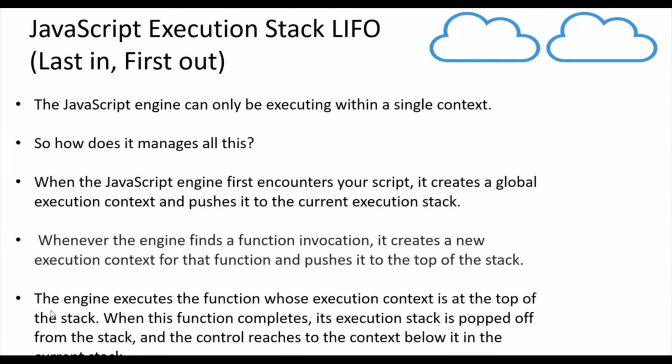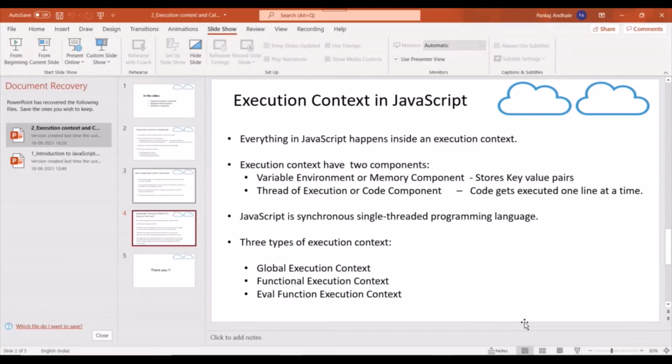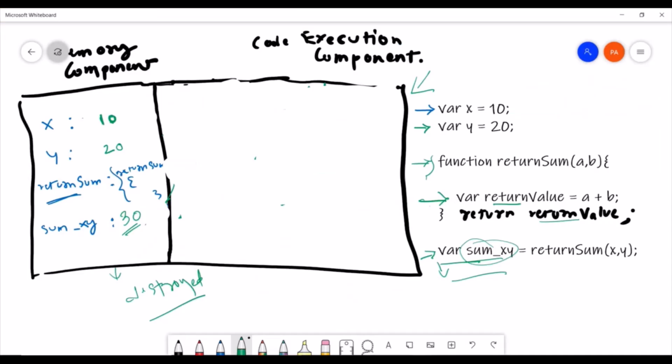Okay. Now the engine executes the function whose execution context is at the top of the stack, and when this function completes, its execution context is popped off the stack and the control reaches the context below it in the current stack. So in our example, it was the global execution context, correct? So I'll just explain with the help of a diagram also. So let's go there in our program, okay?